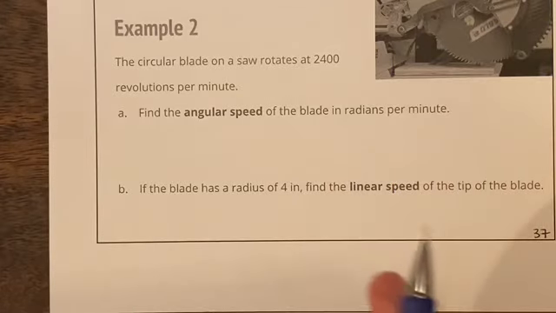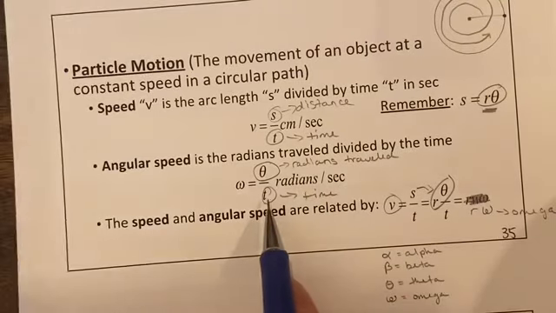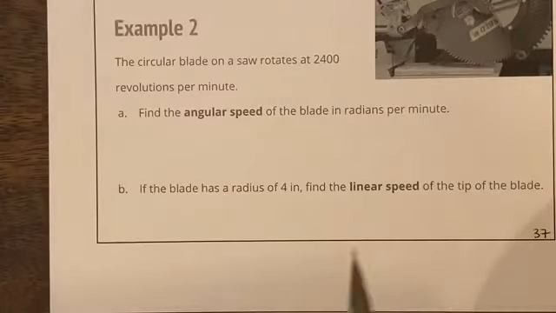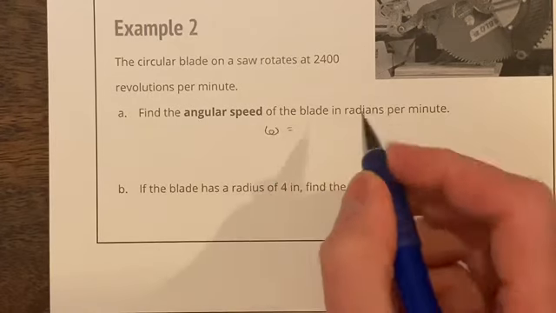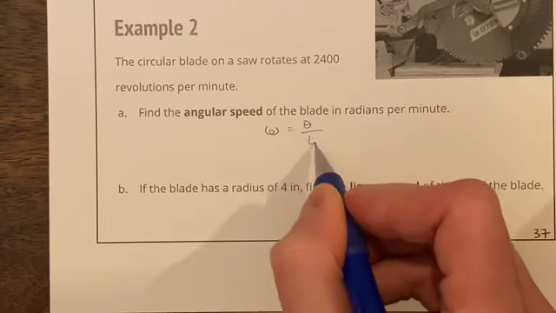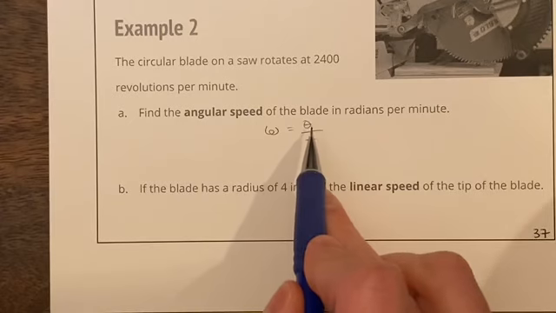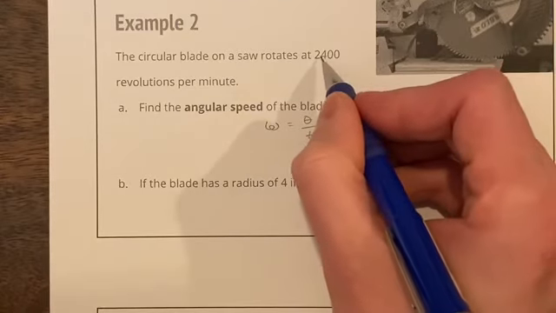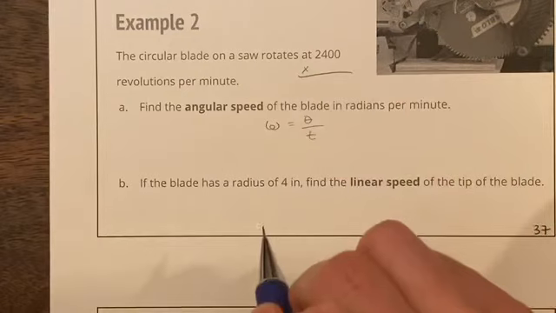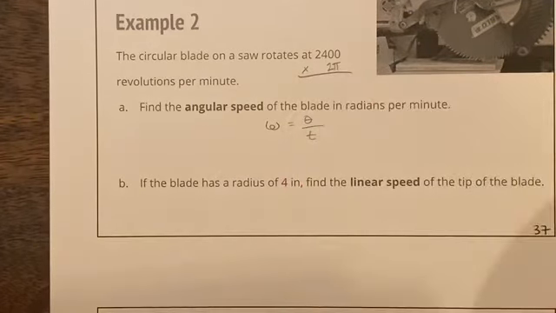So remember, angular speed is just the radians that are traveled and the time that is traveled in. So our angular speed, or omega, is equal to theta over t. Now you'll notice it doesn't tell you what theta is, how many radians are covered. But it does tell us that it's going around 2,400 times. Well, we know that every rotation is a certain amount of radians. So every rotation, we're going to be covering 2 pi radians.